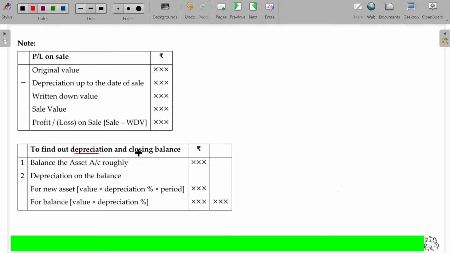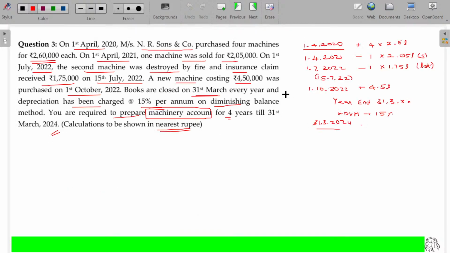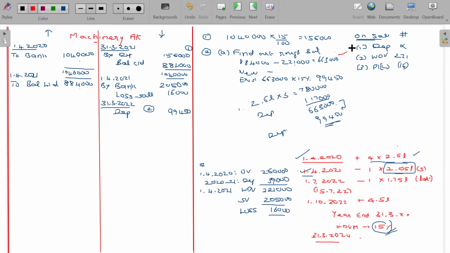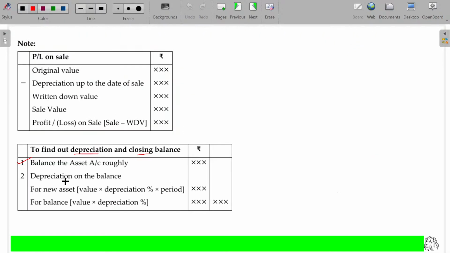Okay, to find out the depreciation and closing balance for any year, first balance the assets roughly. I just balanced and found out the balance, that balance being 6,63,000. After calculating this, you segregate that into two parts: one is new asset, another one is balance. Out of the value you have now, how much is for the newly purchased asset and how much is for the existing assets.